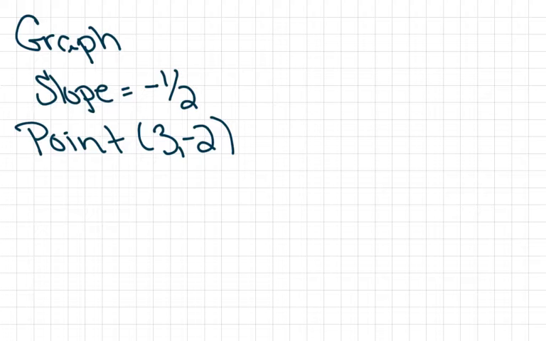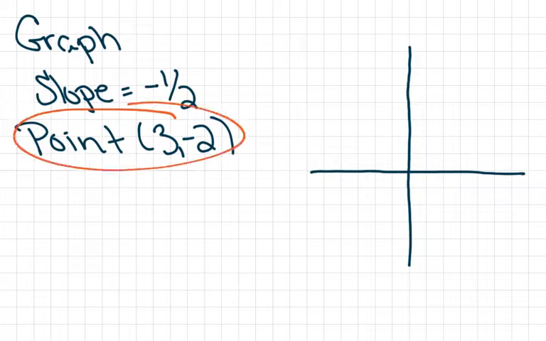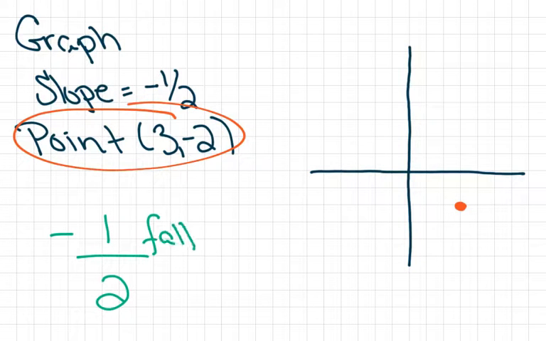All right, let's try another one like that. So I'm going to make my 4-quadrant graph. All right, so first thing I am going to plot is my point 3, negative 2. So 1, 2, 3, and down to negative 2. There's my point. With my slope of negative 1 over 2, please remember that means I fall and then I run since it's negative. So from that point, I'm going to fall 1 and run 2.